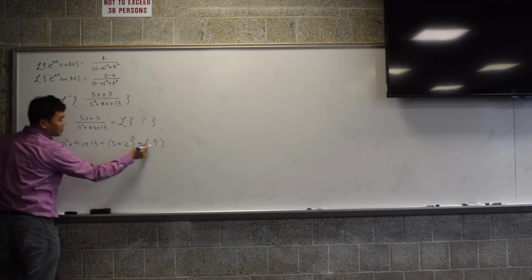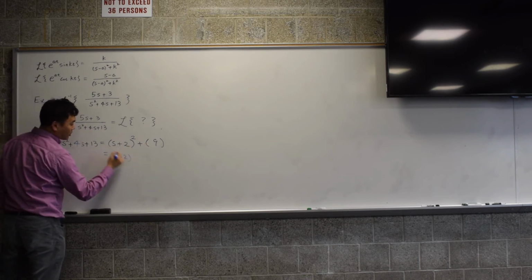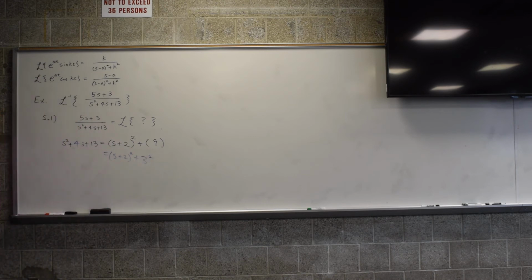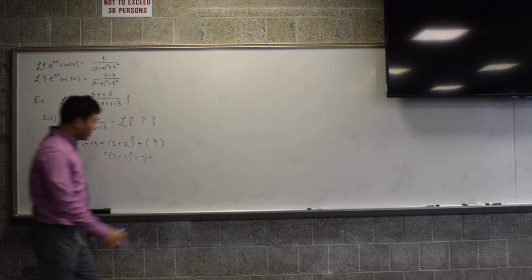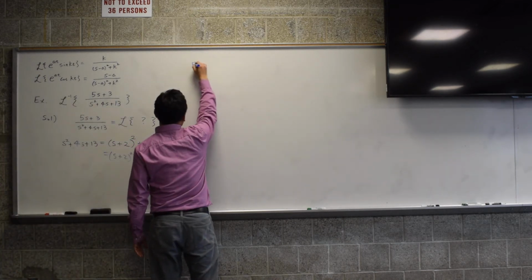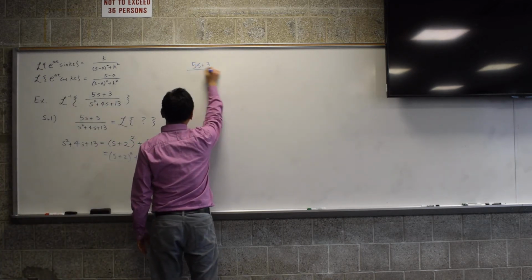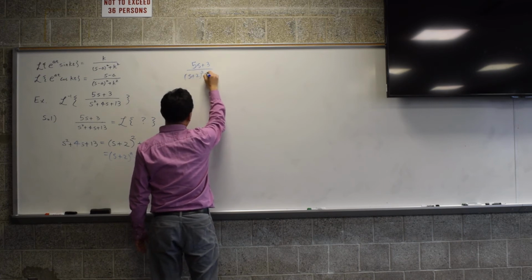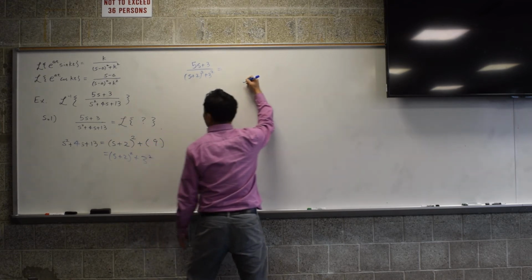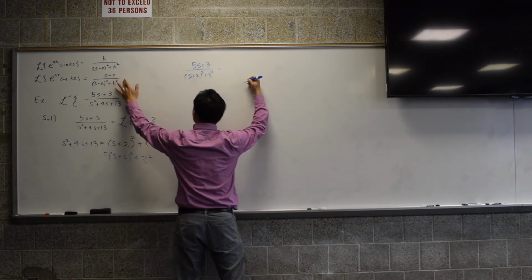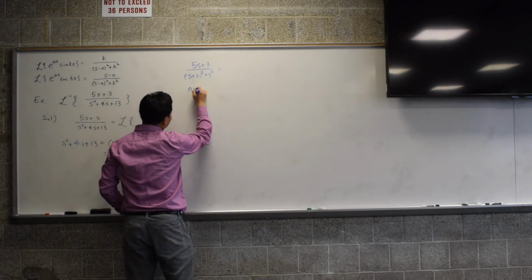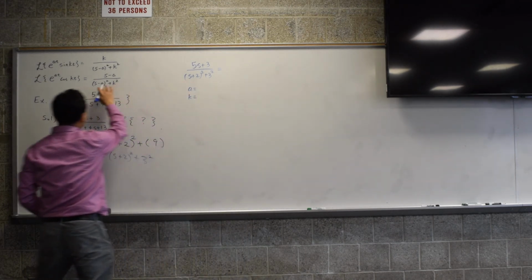All right, then you say (s + 2)² + 9, where 9 is 3 squared. And that's good because now it's in this form, right? So here's our goal. I want to express (5s + 3)/((s + 2)² + 3²) as something of this type and something of that type. Now, before I go on, tell me what a is and what k is. Compare this to this bottom one.